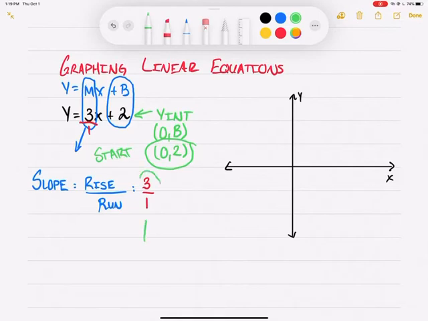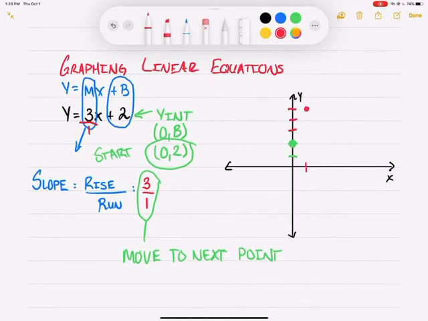This is how you move to the next point. So I'm going to start at (0, 2). So 0 on the x value, positive 2 on the y value. This is my y-intercept. To get to my next point, I'm going to need to move up 3 spaces and to the right 1 space.